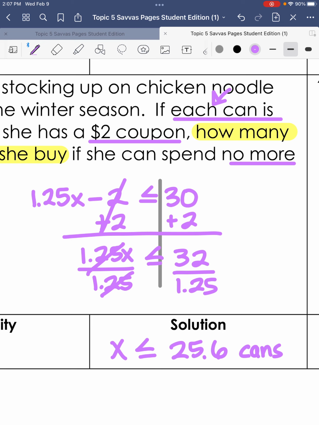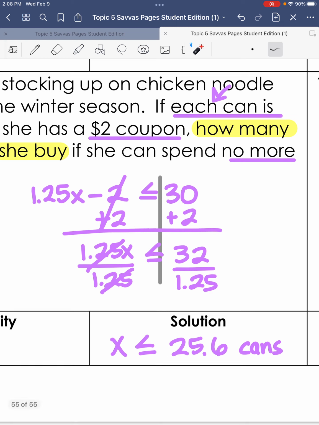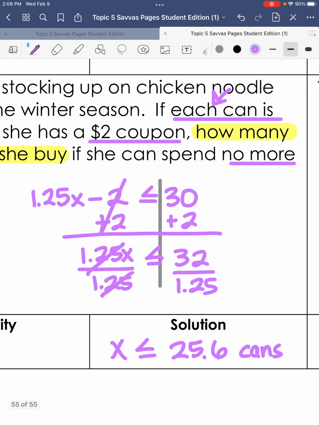Okay, so let's think about that. Have you ever been able to go to the grocery store and buy 0.6 of a can of chicken noodle soup? No, you can't buy partial cans. You can only buy whole number cans, right? So, because this is less than or equal to, if we round up to 26 cans, she's going to go over her budget. She can't do that. So the maximum number of cans that she can get is 25 cans. So at most, she can buy 25 cans. You have to round down.